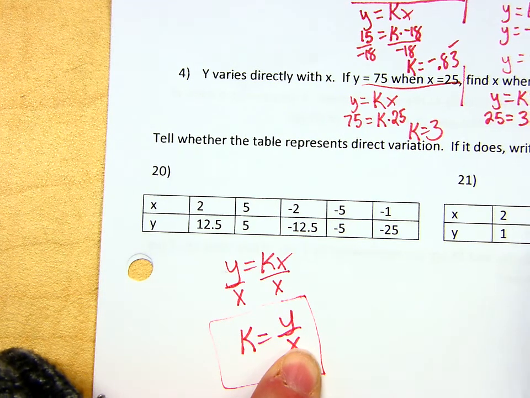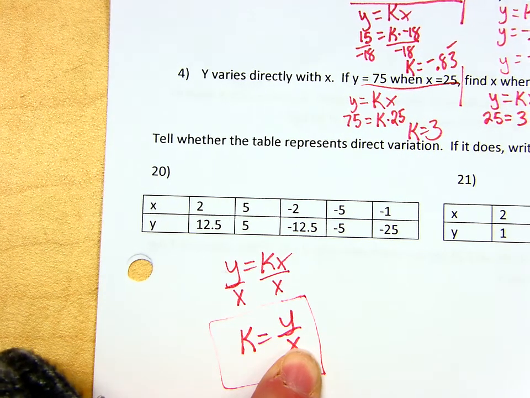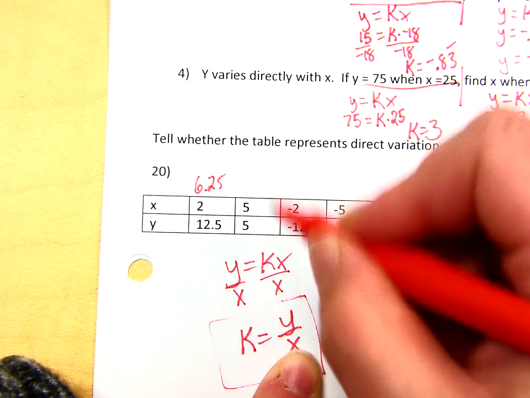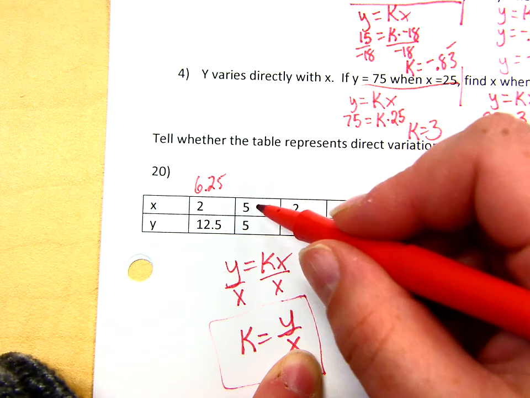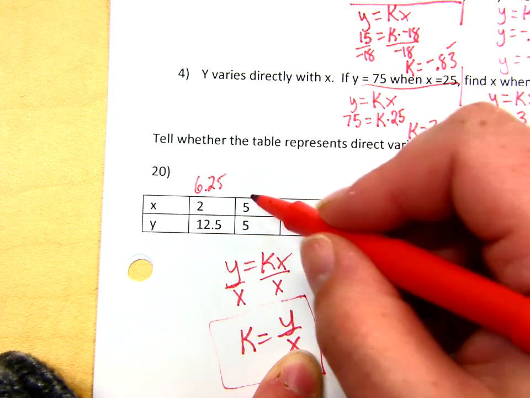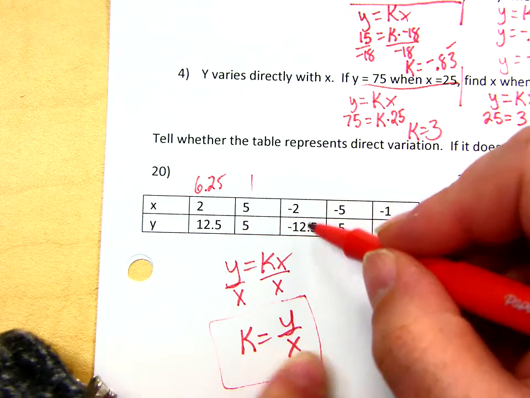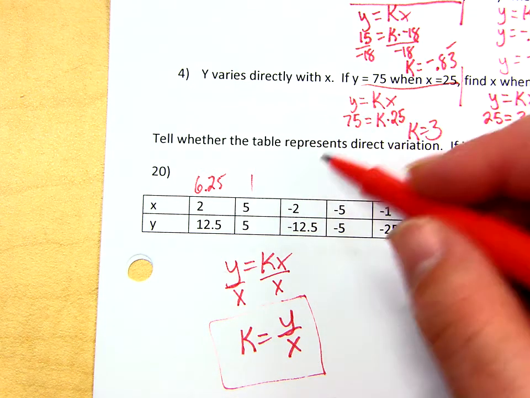I don't know what 12.5 divided by 2 is. Yes, I do. It's 6.25. So when I do y divided by x here, I get 6.25. When I do y divided by x here, though, what do I get? 1. So I already know that the answer to this is no. This is not a direct variation. You have to get the same thing every time.